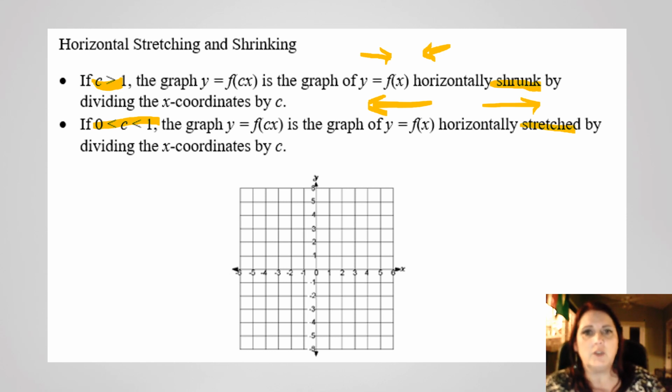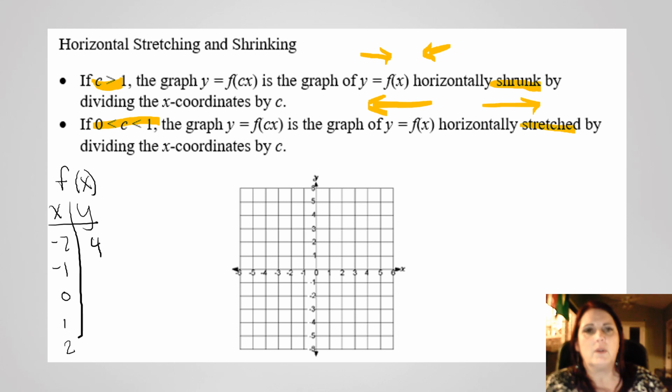So let's go ahead and do the parent function here, f of x. We'll give ourselves some xy. So -2, -1, 0, 1, and 2, 4, 1, 0, 1, 4. See if I can draw this. There's our parent function. Let's go ahead and get the first child function, g of x.